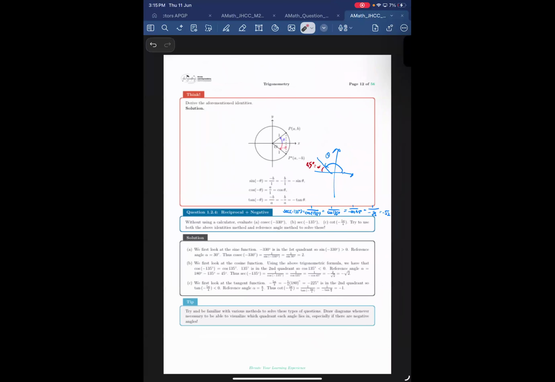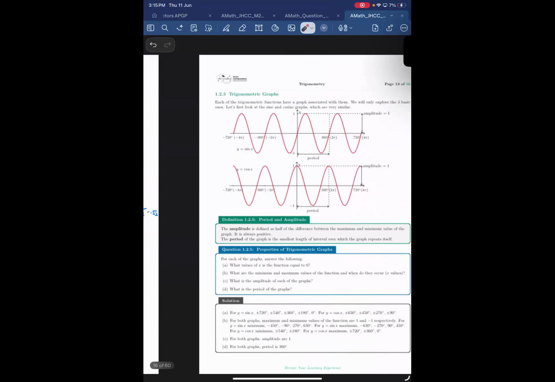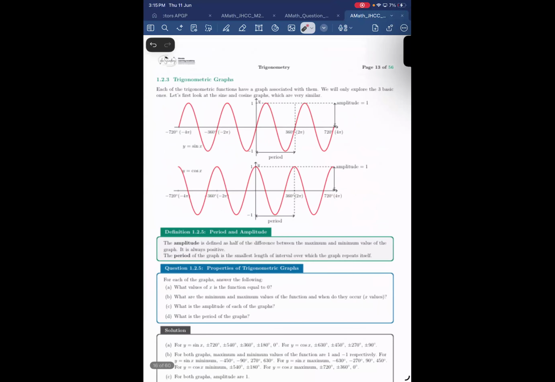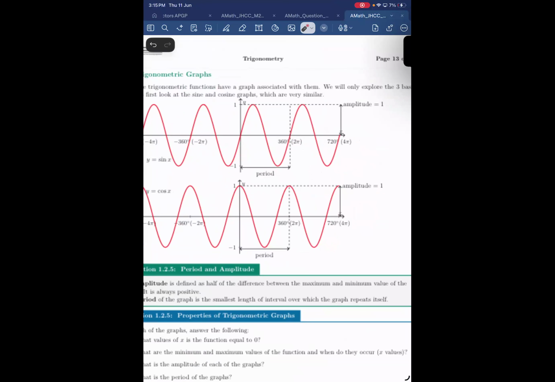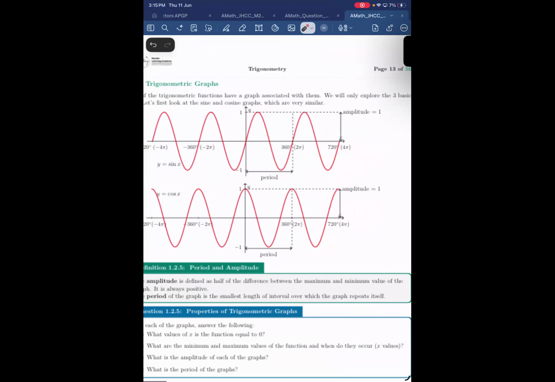Okay, I think the next portion is about sketching graphs. Trigo graphs and sketching. For trigo graphs, we really want to be sketching sine and cosine.